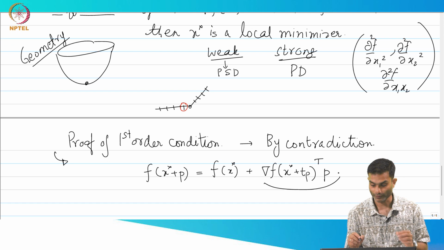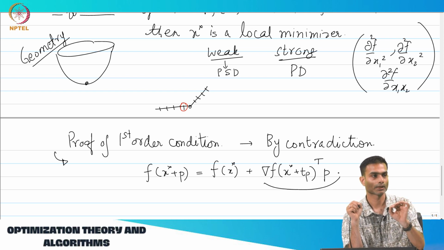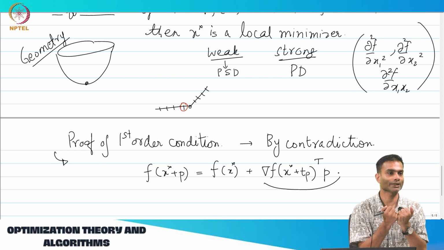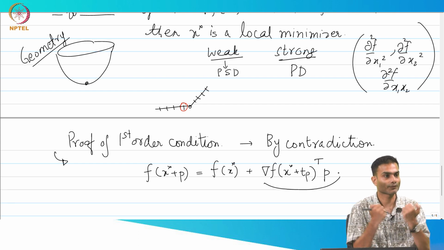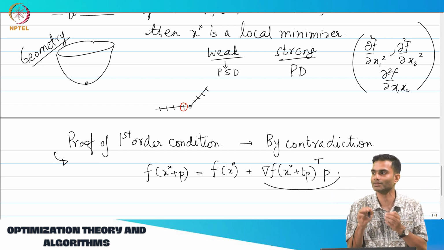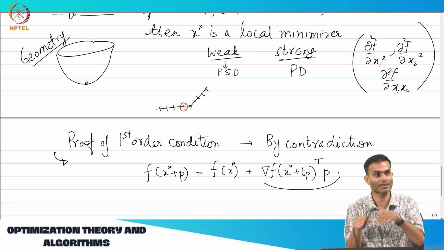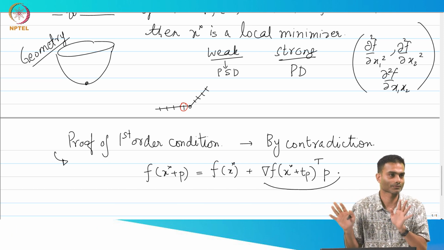Now if x star is going to be a minima, then the rate of change of the function in any direction away from this point should be what? Positive. The function should always increase as I go away from this point. There should be no direction in which the rate of change is negative. That means there exists a lower point if I were to find such a direction.